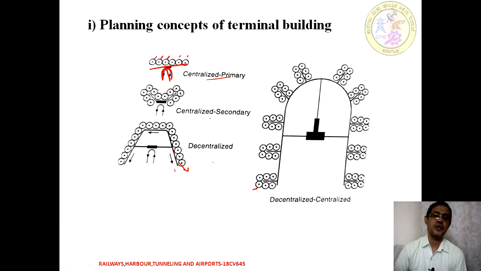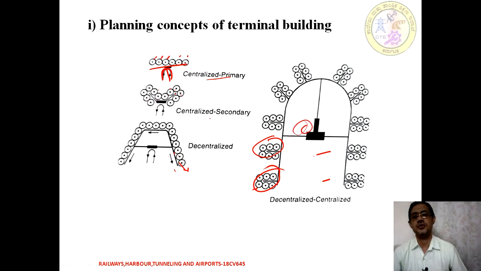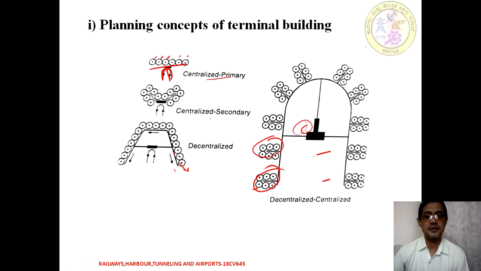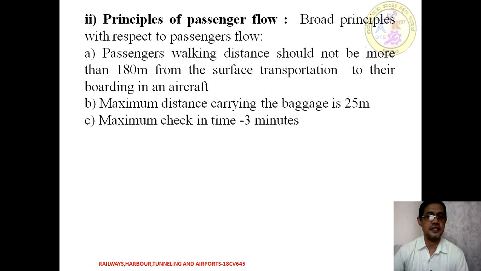Sometimes we adopt a hybrid, which is a mix of decentralized and centralized. How exactly? Try to see this image. This is the hub where each has a centralized facility, but it is connected to a decentralized hub. So these are the different types of terminal building concepts we make use of. As we said, this is just a concept of how the facilities are provided. Next is the flow of passengers.